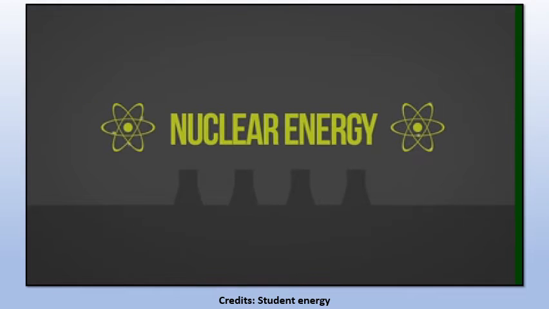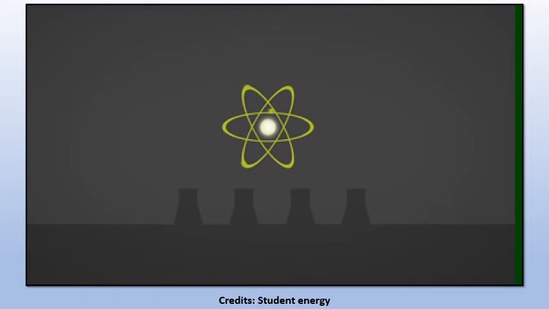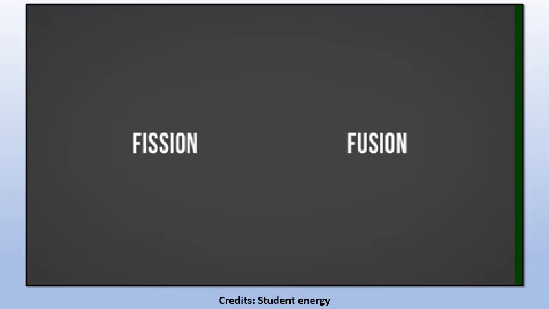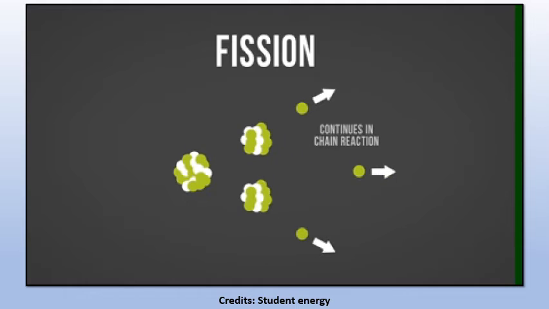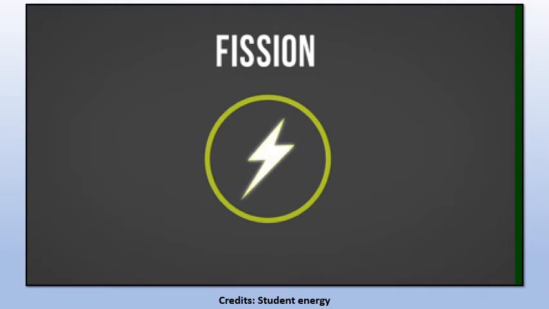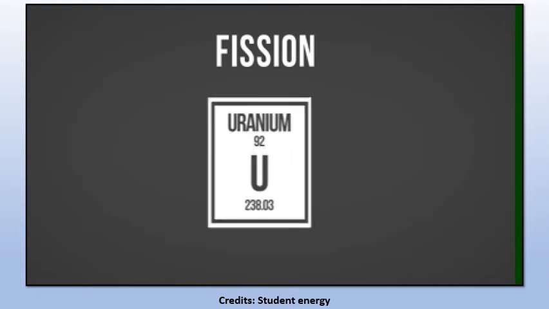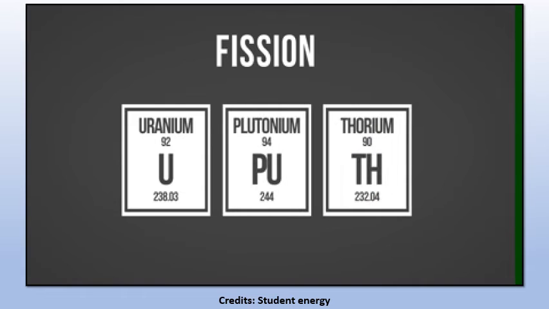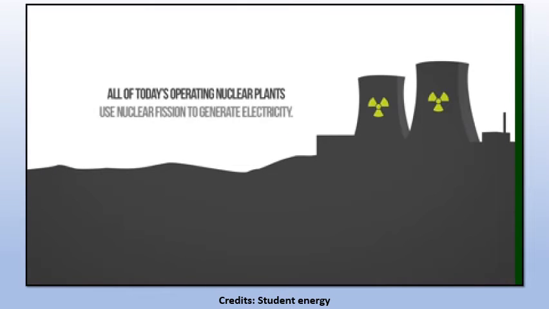Nuclear energy. Nuclear energy is the energy held in the nucleus of an atom. It can be obtained by two types of reactions, fission and fusion. Nuclear fission produces energy through the splitting of atoms, which releases heat energy that can be harnessed to produce electricity. The fuel most commonly used for nuclear fission is uranium. However, other elements such as plutonium and thorium can also be used. All of today's operating nuclear plants use nuclear fission to generate electricity.